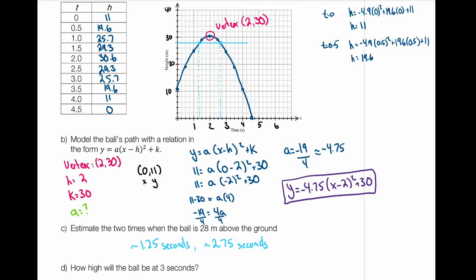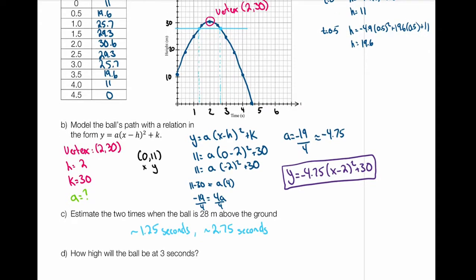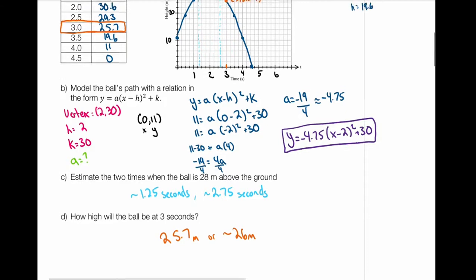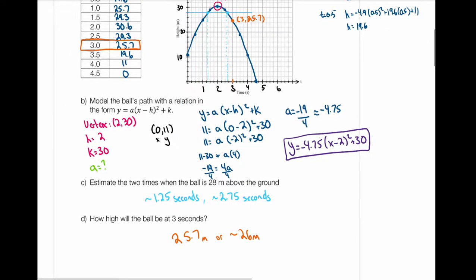How high will the ball be at 3 seconds? So again, this is just recognizing or identifying points. Luckily, we've already graphed this point and figured it out. So if I go over to 3 and then up until I hit my line, I do see that point there. And if I go over to my table of values, 25.7. So that tells us the last one, 25.7 meters, or approximately 26 meters, again, depending on what you rounded it to.